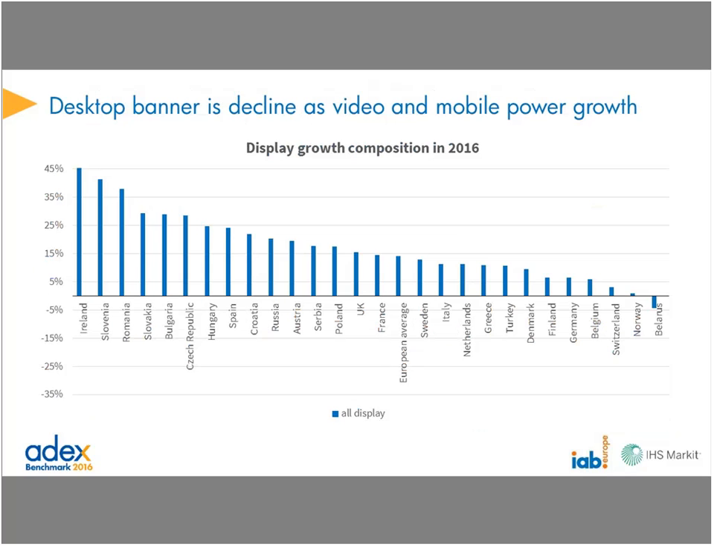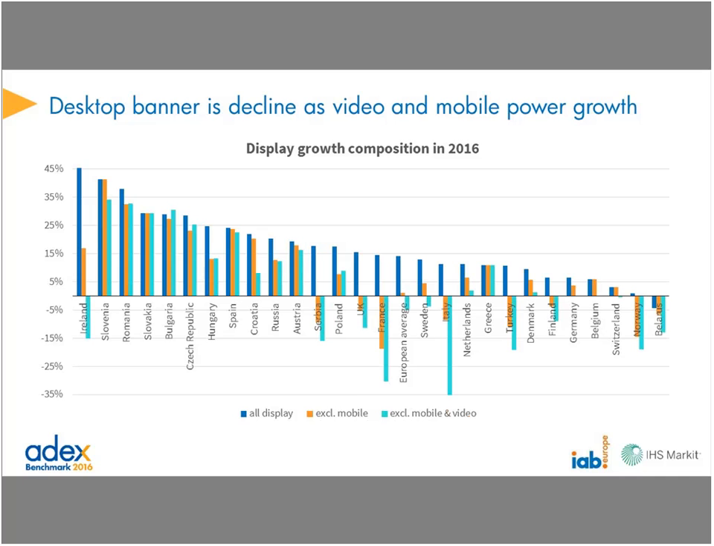And finally, we just want to demonstrate the point that robust growth of online display in 2016 was driven by mobile. This is the overall growth for total display in 27 European countries in 2016. But if we exclude mobile, you can see that some countries will be in decline or with slower growth. And if we exclude mobile and video, the situation is even worse.